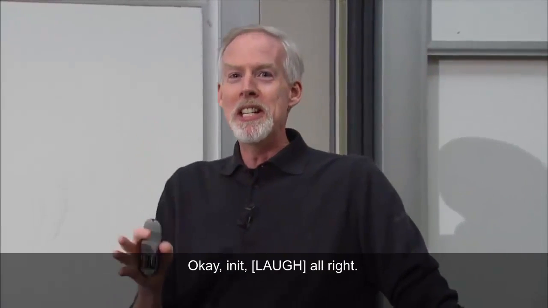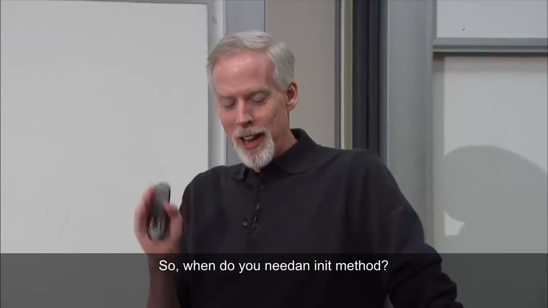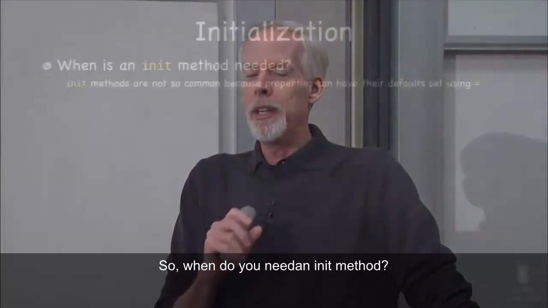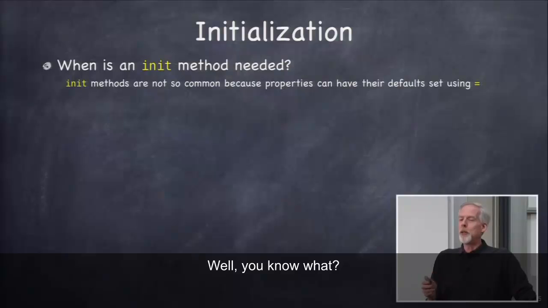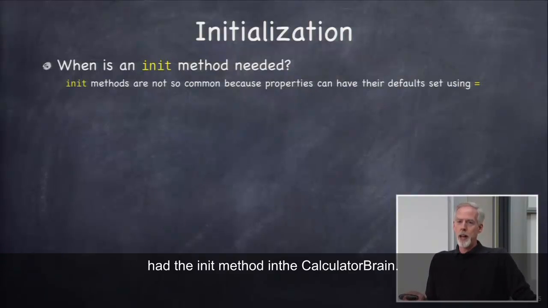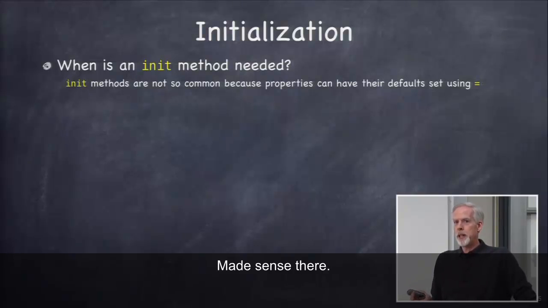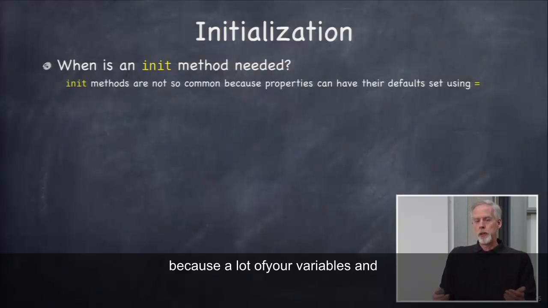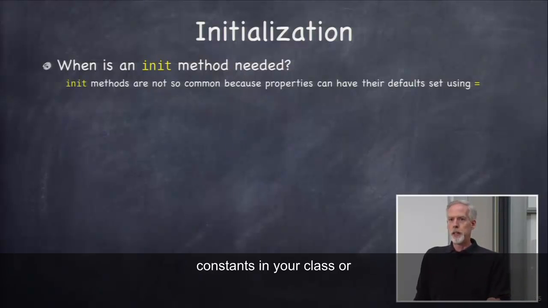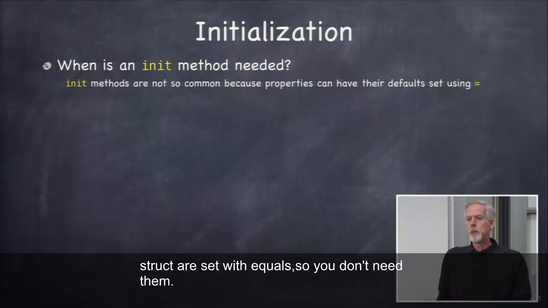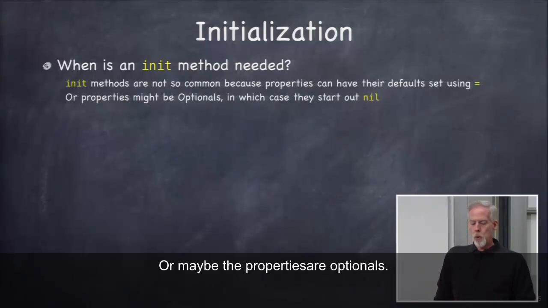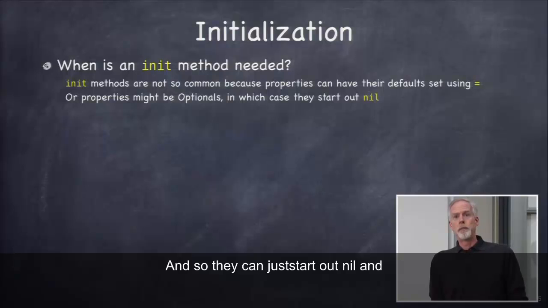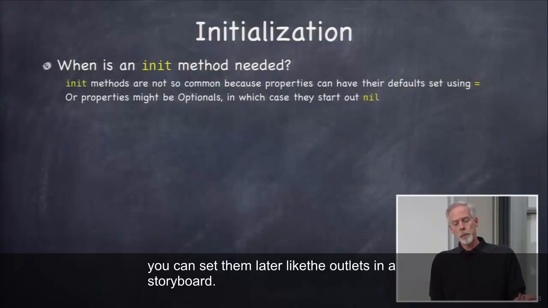Okay, init. All right, so when do you need an init method? Well, you actually don't need an init method that often. We should have the init method in the calculator brain. Made sense there. We needed it there. But you don't need that often because a lot of your variables and constants in your class or struct are set with equals. So you don't need them. Or maybe the properties are optionals, and so they can just start out nil and you set them later, like the outlets in a storyboard.